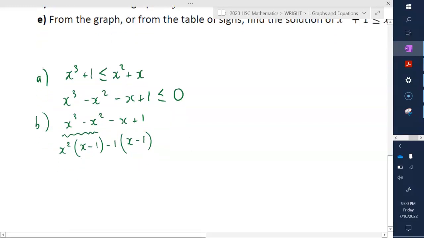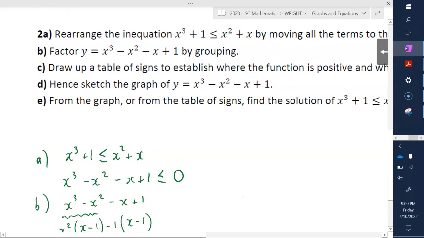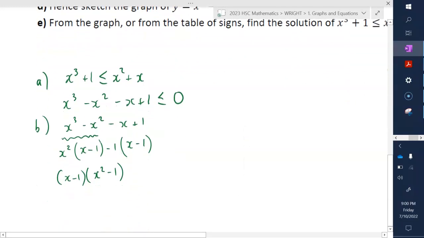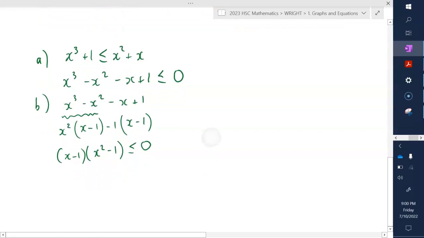Likewise, now that I've got these being the same, I can factorize out the x minus 1, and I have an x squared minus 1 left. That is my function. Now, what does it ask me to do? Factorize that by grouping. Well, I have factorized that by grouping. I'm going to pop that back in there, and I want to find my zeros.